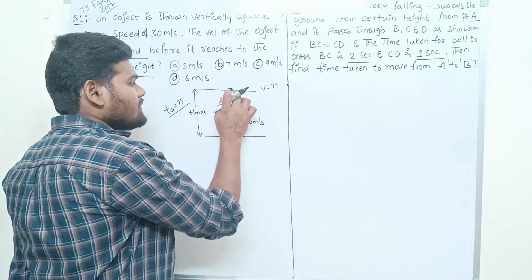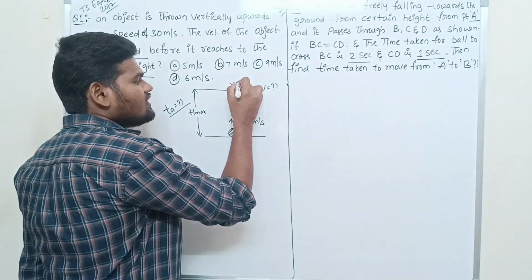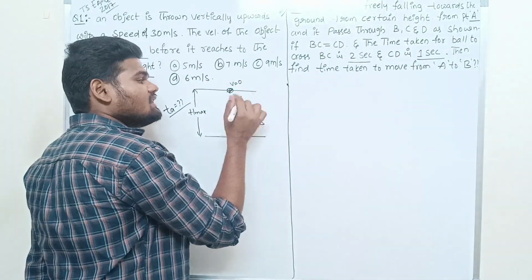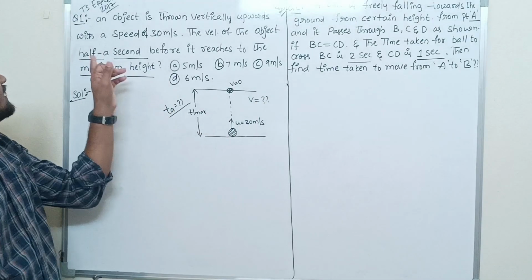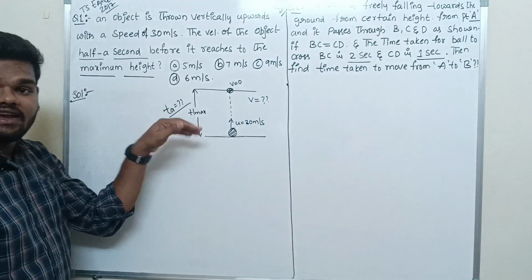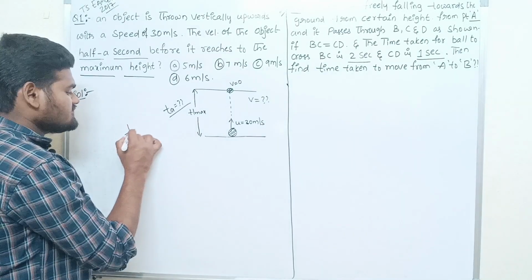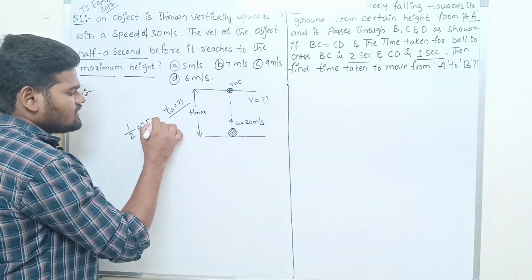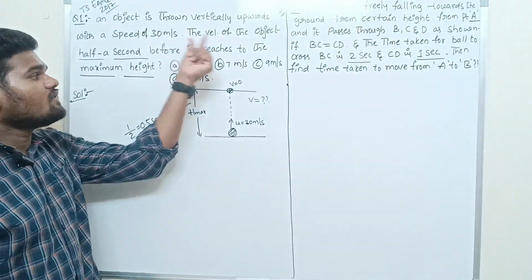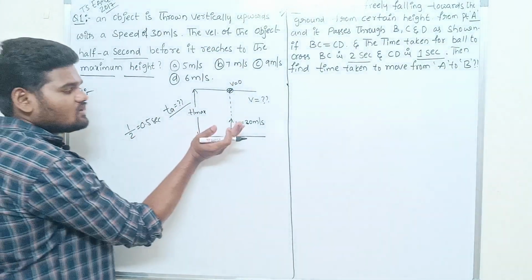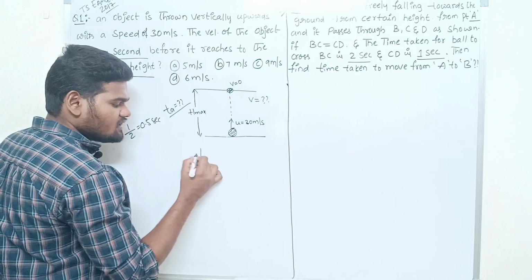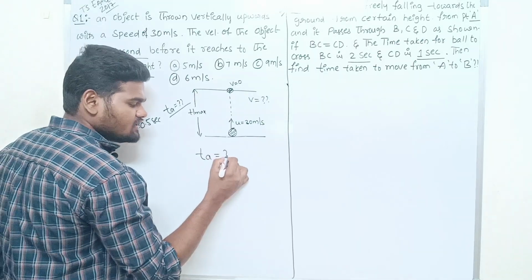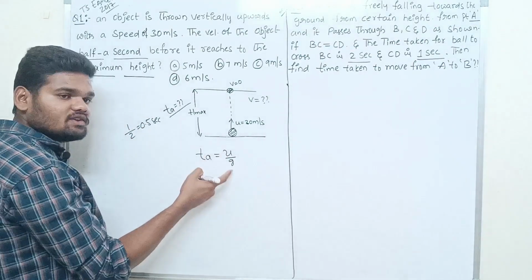As we know, at maximum height, the final velocity of the object is 0. But they are asking to find the velocity of this object half a second, that is 0.5 second, before it reaches the maximum height. The total time taken by this object to reach maximum height is called time of ascent. That is U by G.